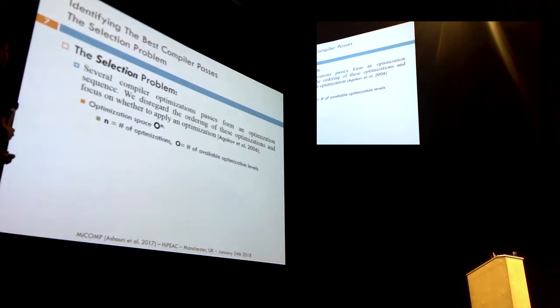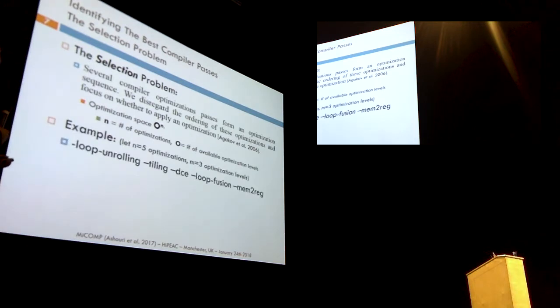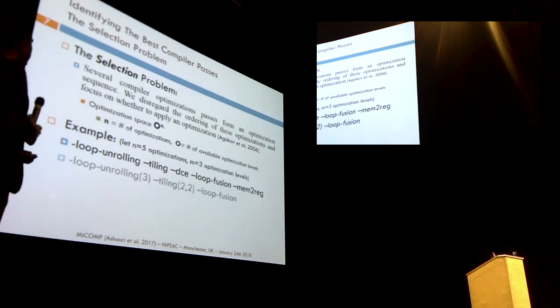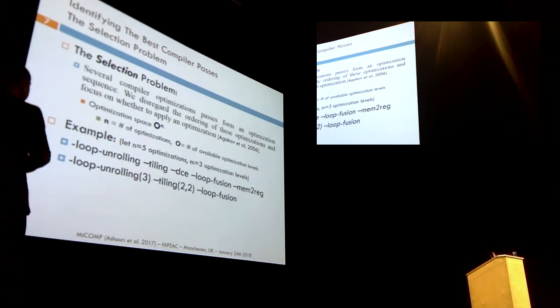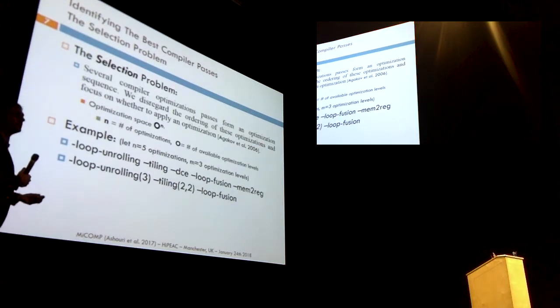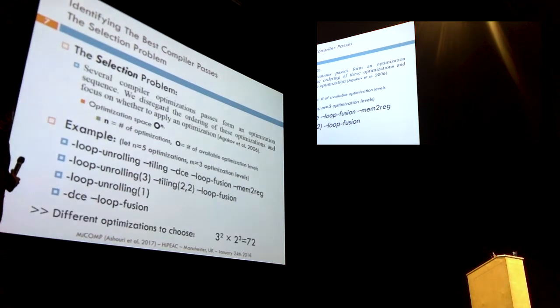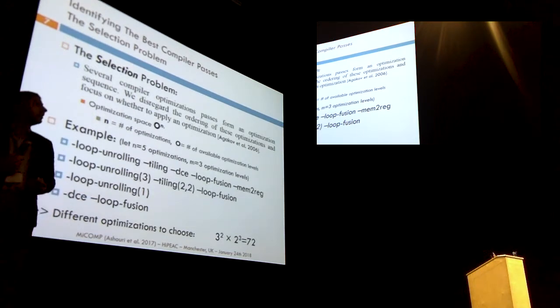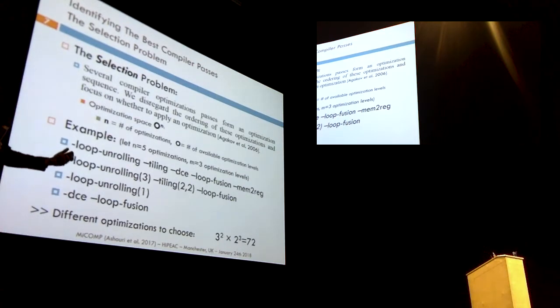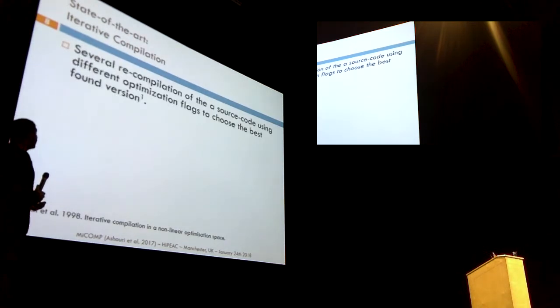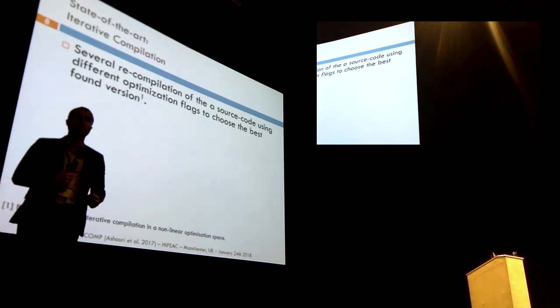Having that, you're going to have a space that is exponential. Suppose you have N equal to 5 and O equal to 3. You can have a variation such as loop unrolling, tiling, DCE, loop fusion, or using 3 of those, with loop unrolling at its 3rd level and tiling at its 2nd level, and so on and so forth. So you see, with only 5 optimizations, we're going to have an optimization space of 72. If you go to the LLVM or GCC world, you're going to have on the order of millions and billions of optimization combinations to choose from. All right, in the late 90s, people were using iterative compilation.